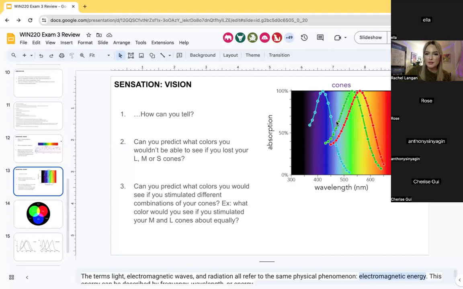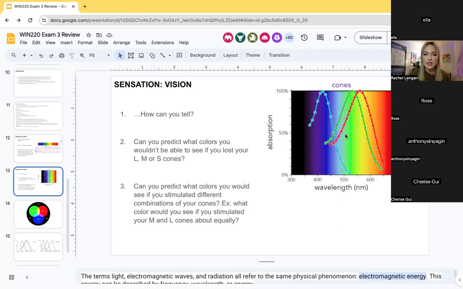according to this simplified theory, you should be fine because the other two will allow you to see your blue and most of the range of red and these middle wavelengths. What you will be missing is any color that comes from the combination of these two or the combination of these two. So if you miss your M cones, you won't be able to distinguish green or cyan colors.